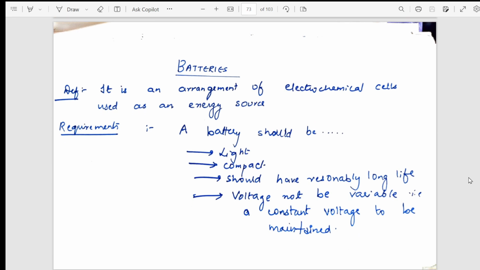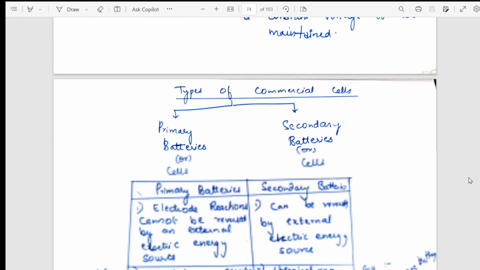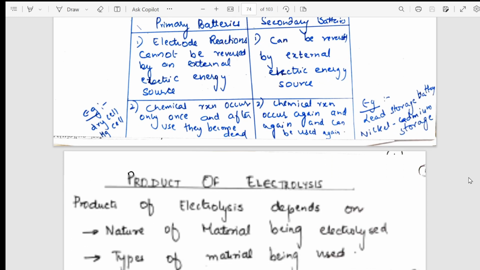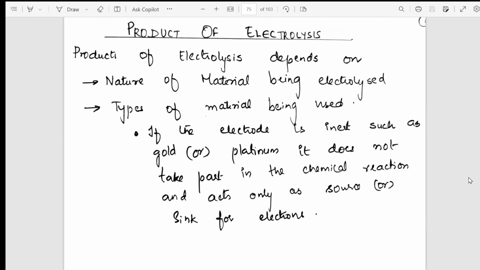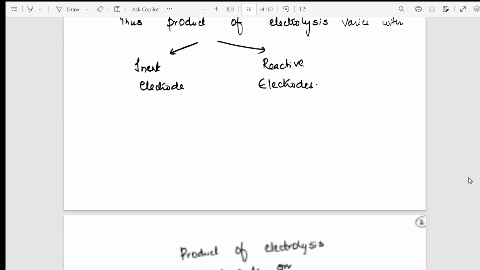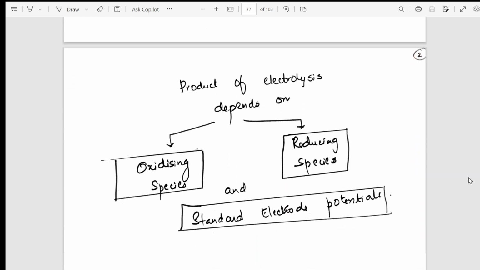Then we come to batteries. Batteries. All right. So different batteries, commercial type batteries, in that primary and secondary. Differences are given here. Examples are also given. After this one, product of electrolysis, little continuation of that I have mentioned here. What are the factors which it depends upon? From there, okay, this is done, students. Product of electrolysis. Little continuation of the same thing, students.